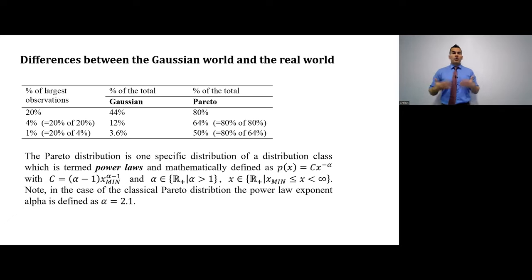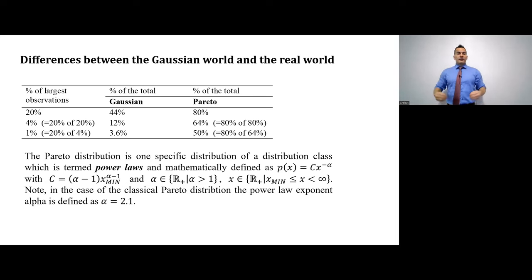This is basically how we should think about it. The alpha must be larger than 1, which is also important to keep in mind, and we will come back to that later. So the power law exponent must be larger than 1 so that the power law is a defined distribution function. And x, the support, the variable, must be larger than or equal to the minimum value for which the power law is defined, and it must be smaller than infinity, okay?